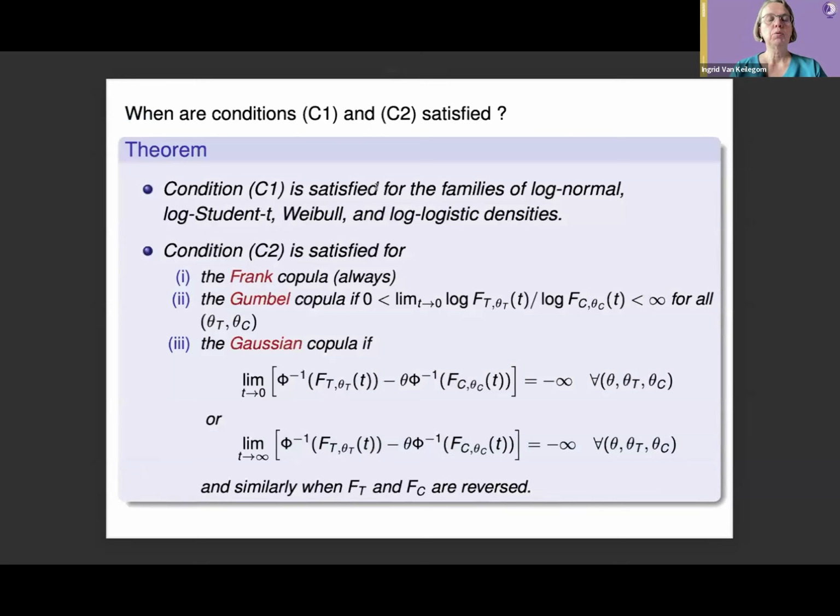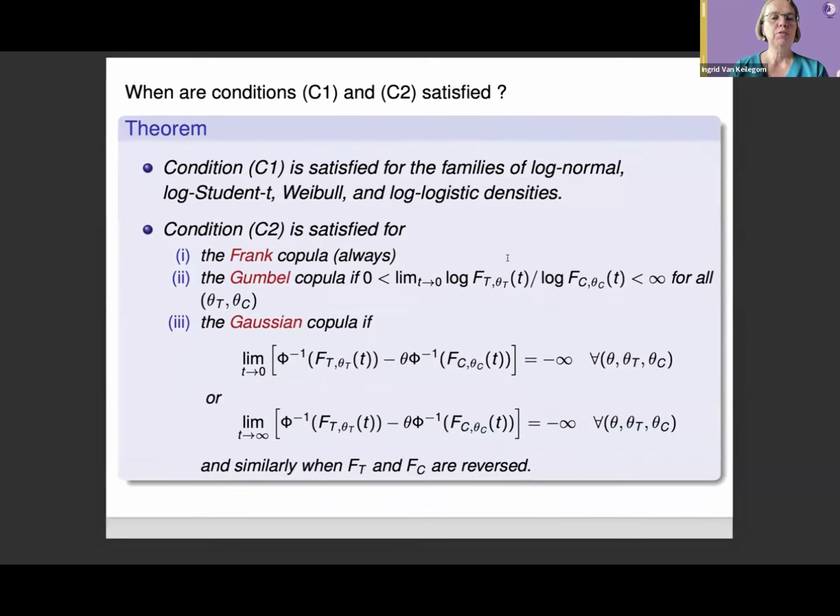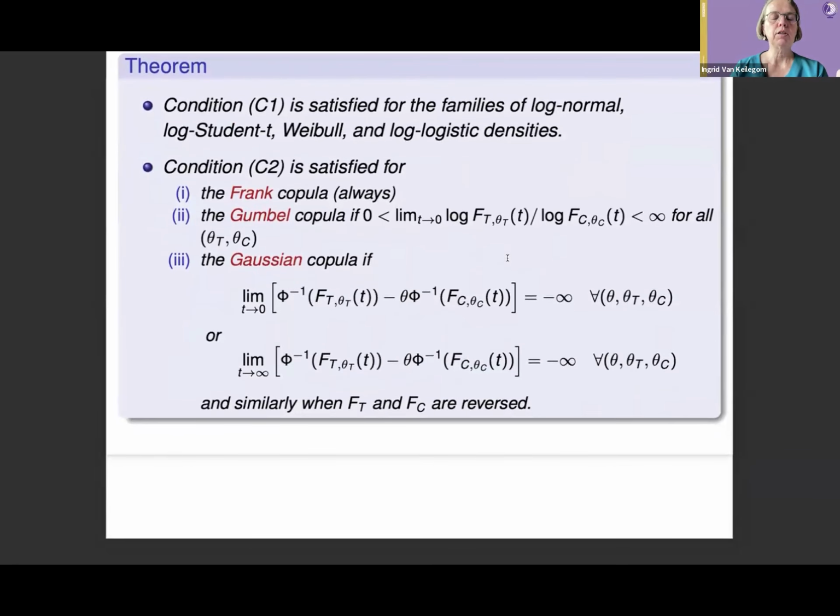And as I said, so when are now C1 and C2 satisfied? Well, C1 is satisfied for log normal, log Student t, Weibull, log logistic. So that's fine. For condition C2, it's a bit harder.